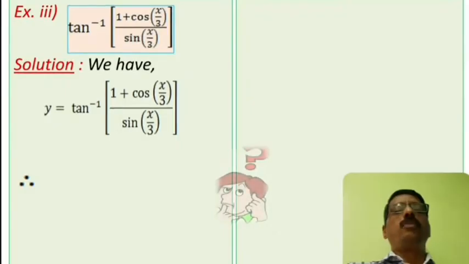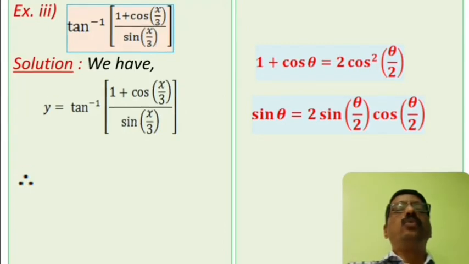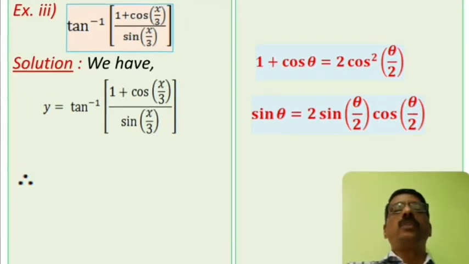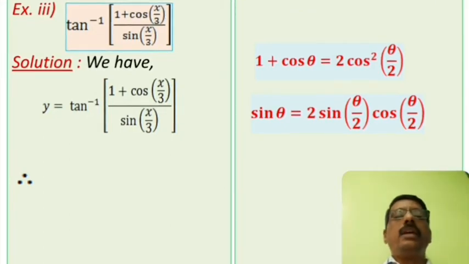Okay, what is the formula of 1 plus cos of theta? We have already known, and also sin of theta: 1 plus cos of theta has the formula 2 cos square theta by 2, and sin of theta has the formula 2 sin of theta by 2 into cos of theta by 2. These two formulas, which we already discussed in the 11th standard, are to be applied here.